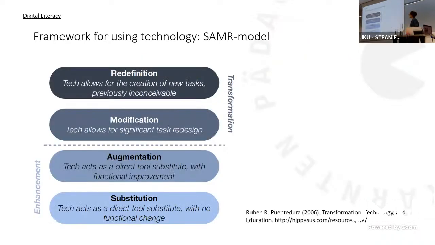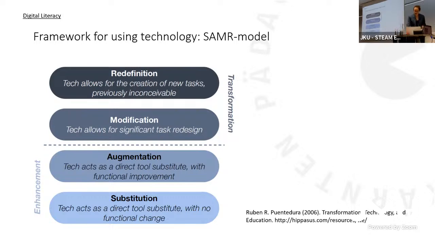Then there are different frameworks for using technology. I think you all know the SAMR model by Ruben Puentedura. He says you can use technology as a substitution, as an augmentation, or when you transform it, as a modification or a redefinition of non-digital media.